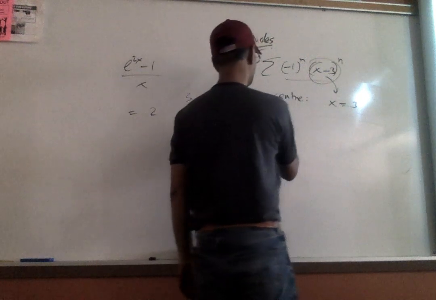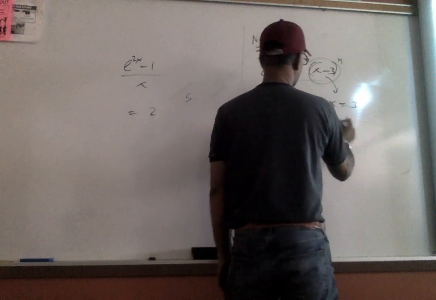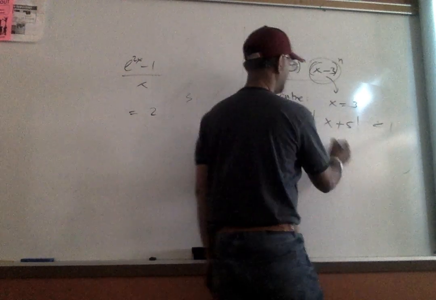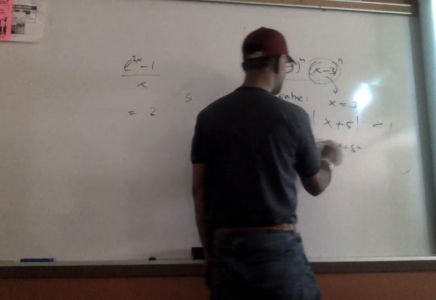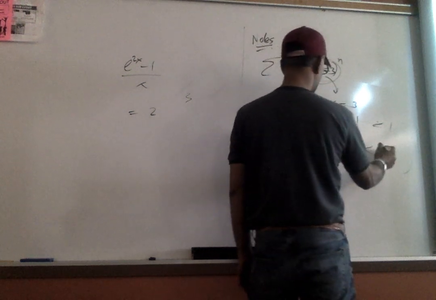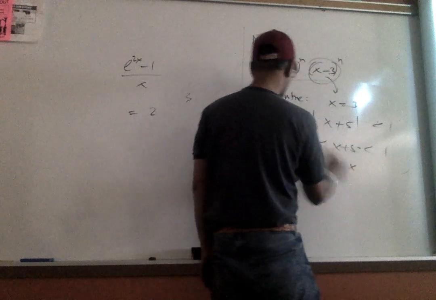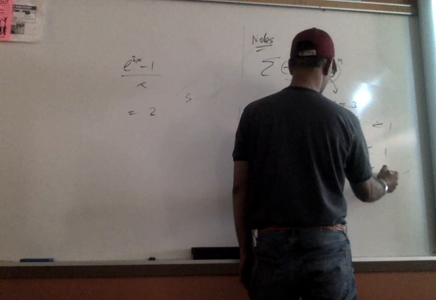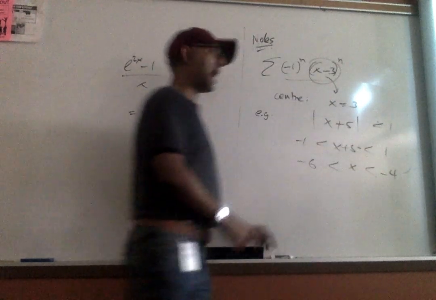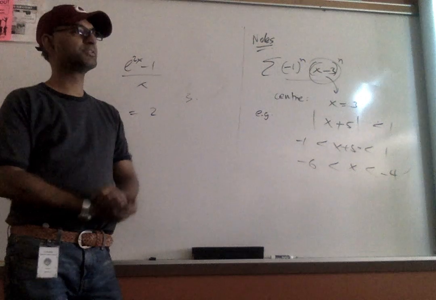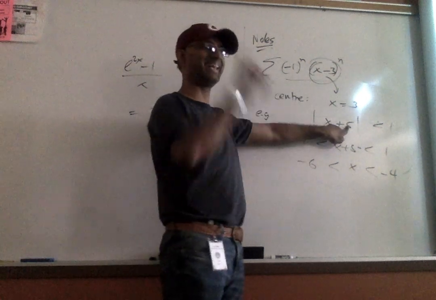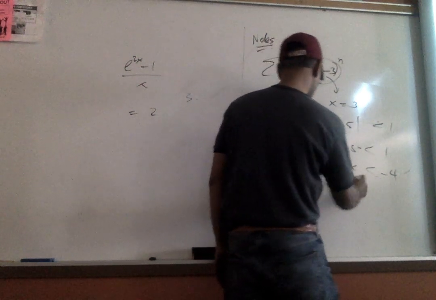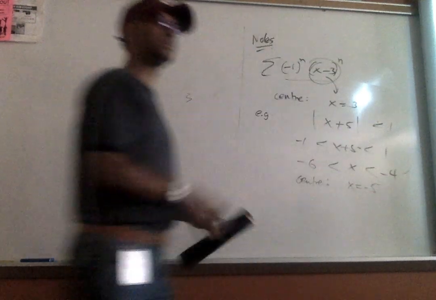Let's do another example. So assume I have x plus 5, I just made that up, greater than negative 6 and less than negative 4. I'm going from negative 6 to negative 4. So what's your middle number? Negative 5. It requires you to know that idea. So the center is x equals negative 5. Is everybody okay there with that idea?